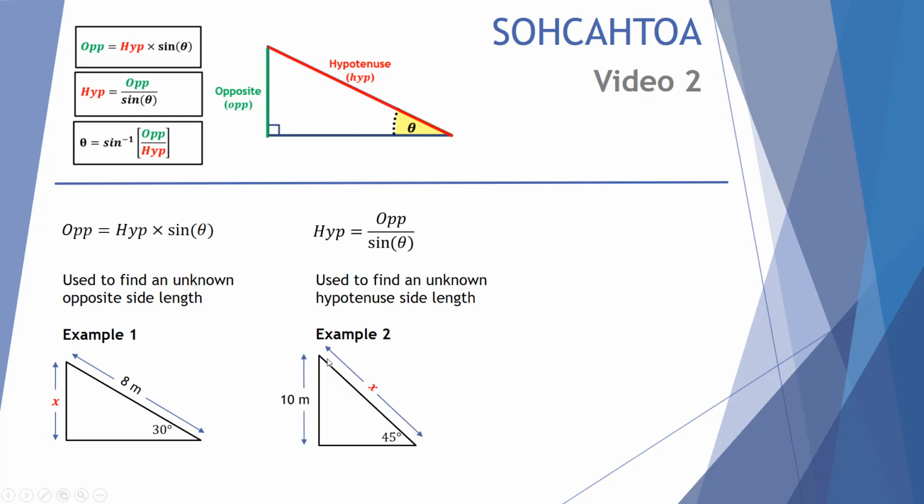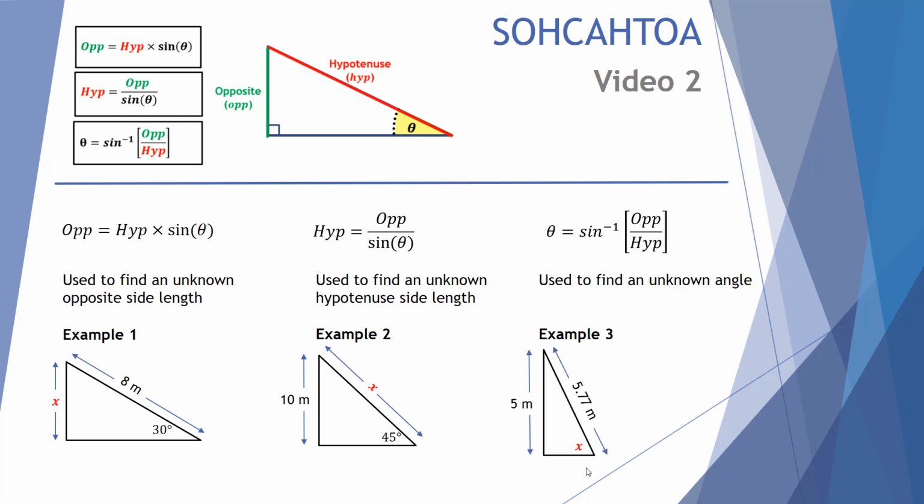Another variation, we could be asked to find the unknown hypotenuse x given the opposite side length of 10 meters and the angle of 45 degrees. In which case we'd use hypotenuse is equal to opposite side length over the sine of the angle of theta. And finally, we look at the third example where we've been given both the opposite and the hypotenuse side length and we're asked to find the angle, in this case x. The general equation is angle theta is equal to the inverse of sine of the fraction opposite side length over hypotenuse side length. Now let's solve these three examples.